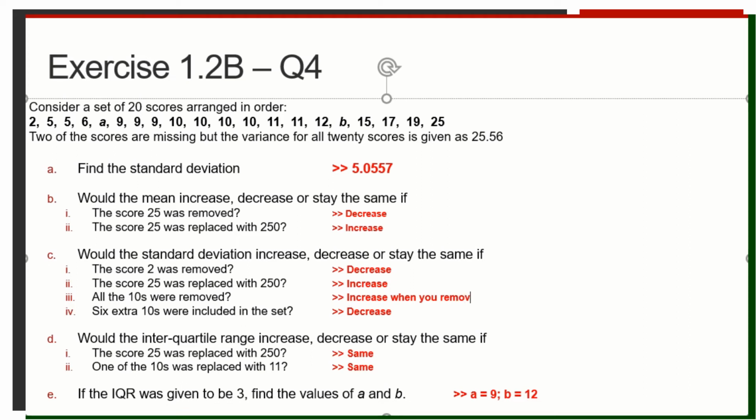When you remove mode, what happens? Consistency will decrease.